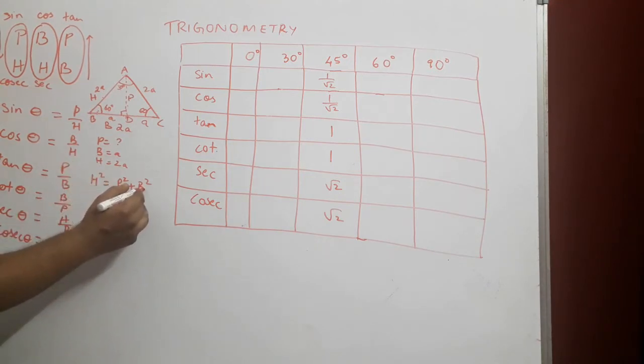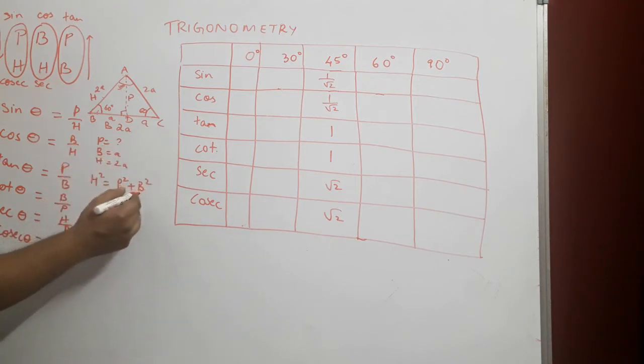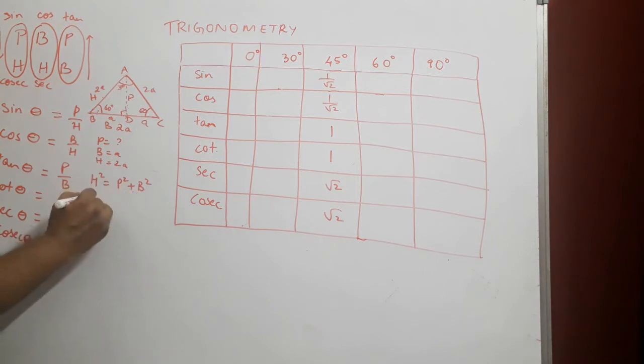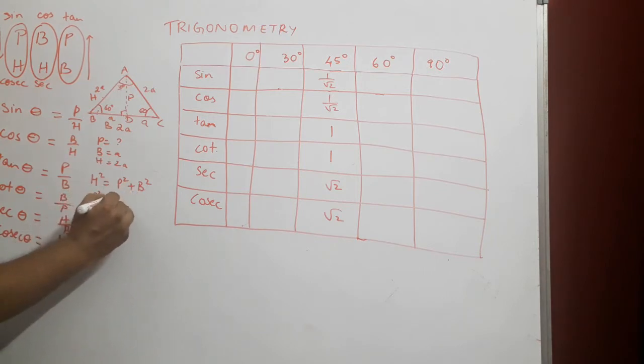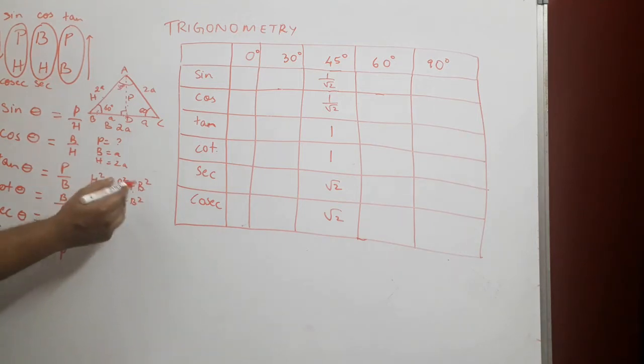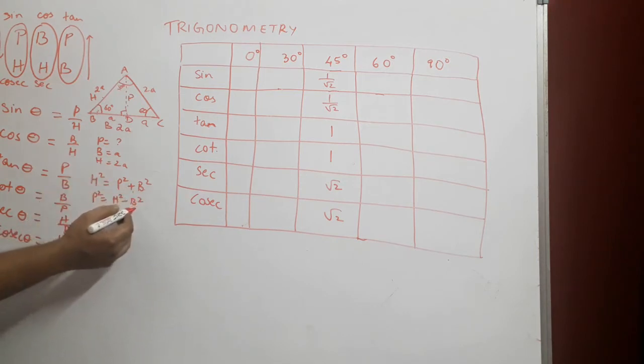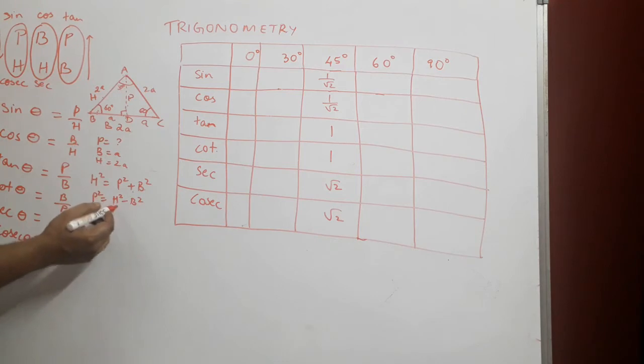So what I'll do is I'll take the base square on the other side of the equal to sign, and when I do so, the sign changes from positive to negative, and we get p square equal to h square minus b square. So instead of keeping everything on the left hand side, I left the unknown on the left hand side and the known on the right hand side. These are known quantities. We know what is the hypotenuse and base.